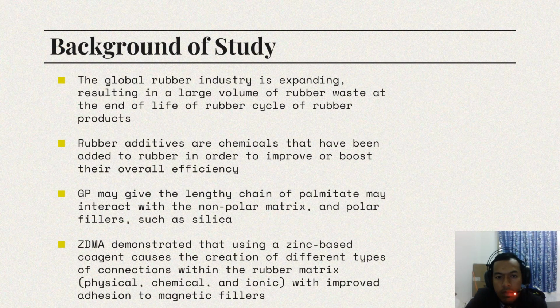The global rubber industry is expanding, resulting in a large volume of rubber waste at the end of the life cycle of rubber product. In order to improve or boost rubber overall efficiency, we add additives. So the GP may give the lengthy chain of palmitate that may interact with the non-polar material and polar filler such as silica. ZDMA also demonstrates that using a zinc-based coagent causes the creation of different types of connection within the rubber matrix, which involve physical, chemical and ionic, with improved addition to magnetic filler.